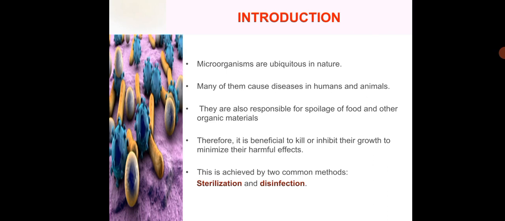Microorganisms are ubiquitous in nature. Many of them can cause diseases in humans and animals. They are also responsible for spoilage of food and other organic materials. Therefore, it is beneficial to kill or inhibit their growth to minimize their harmful effects. This can be achieved by two common methods, that are sterilization and disinfection.